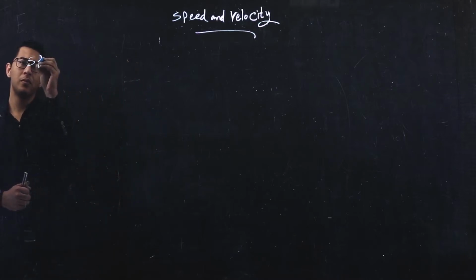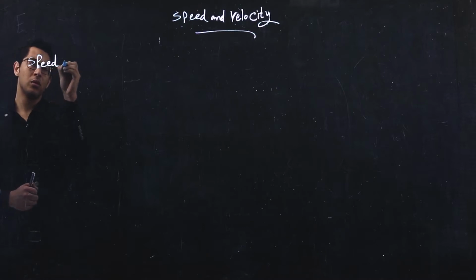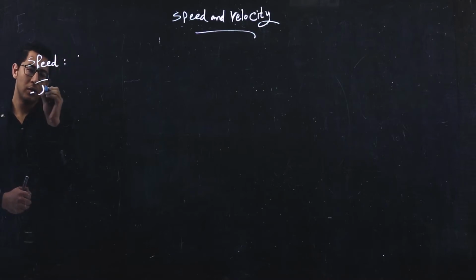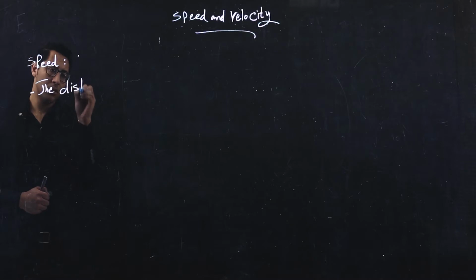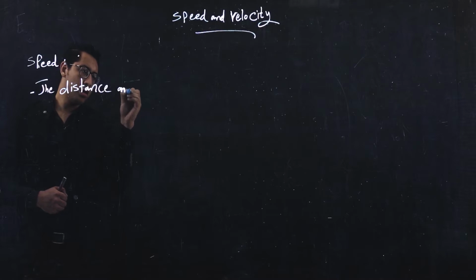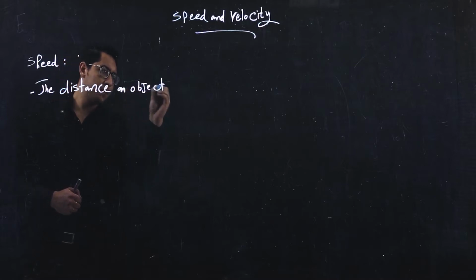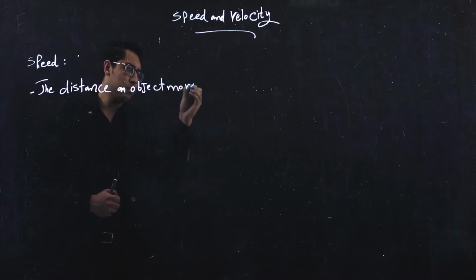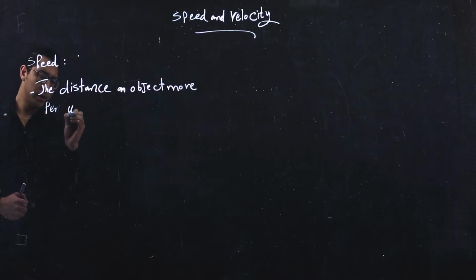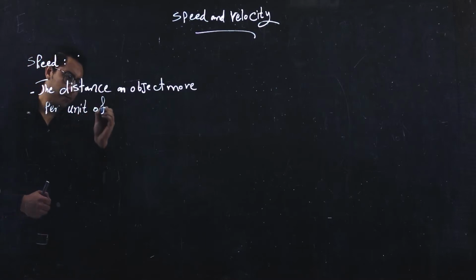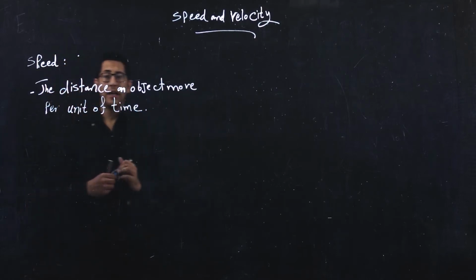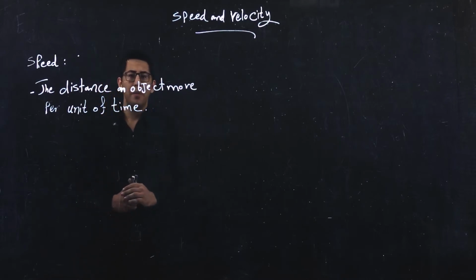Speed means what? The distance an object moves per unit of time. So, what I mean with speed equals the distance an object moves per unit of time.